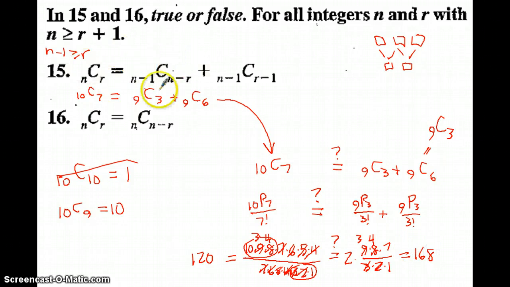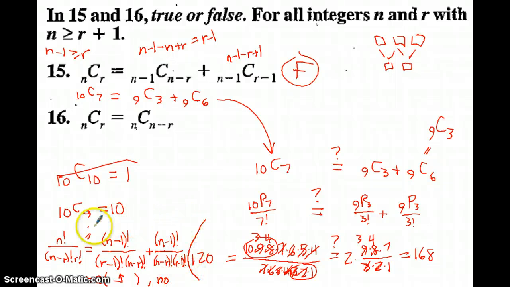So they write this big thing here and it makes it look like, oh, that looks really scientific, and like somebody knows what the heck they're talking about. No, they don't. It's 120 equals 168. The first time I find out, first example I try, here's your counterexample. No, this is false. All right.